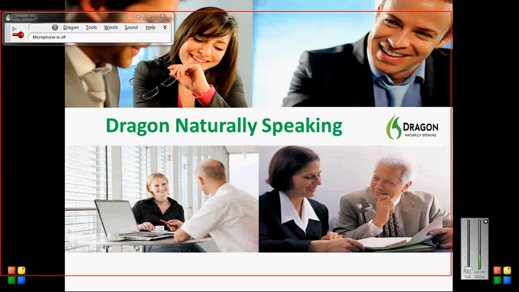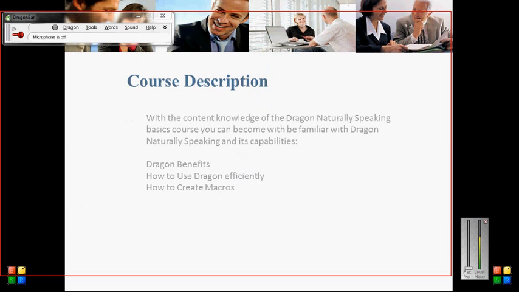So basically, we're going to discuss the benefits of using Dragon, making sure that we use it efficiently, especially since we're teaching this to the providers that we are assisting and supporting. We want to make sure that they get to use it in a very efficient manner, and we are also going to discuss how to use macros, or some providers like to call it templates.